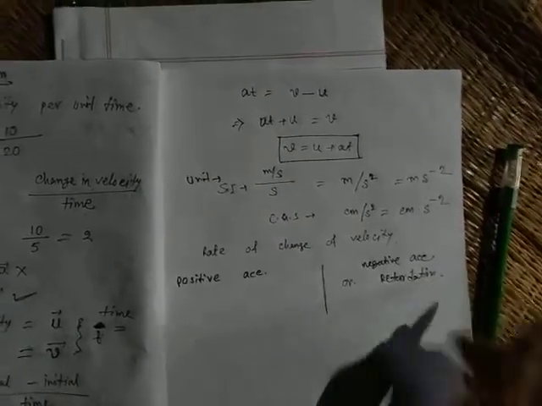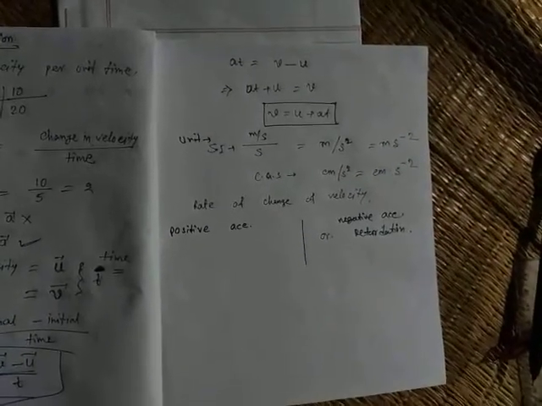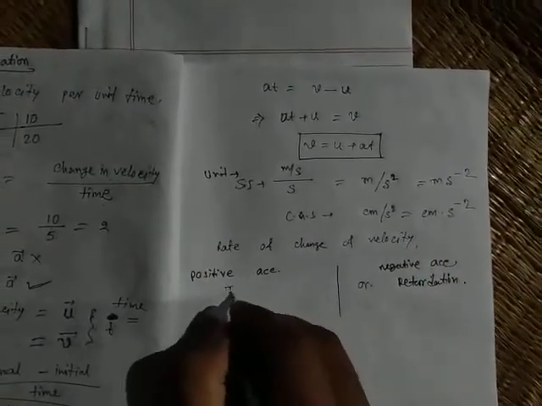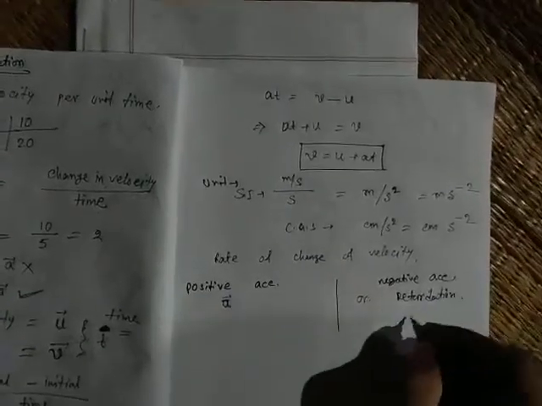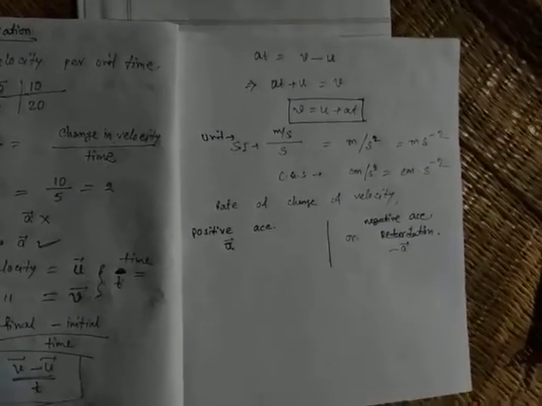Retardation. That means if you say negative acceleration and your friend says retardation, then you both are correct. Negative acceleration is called retardation. Acceleration means a, and negative acceleration means minus. So negative acceleration is also called retardation. Okay. Achha, what is positive acceleration?